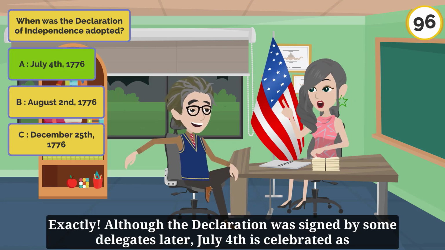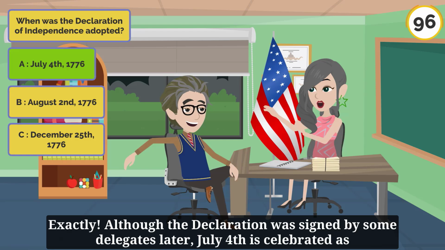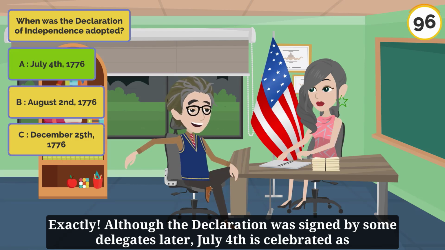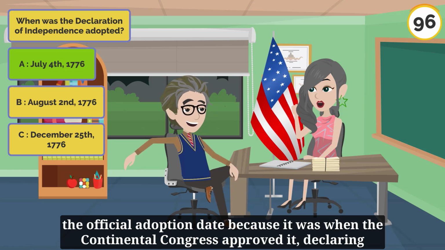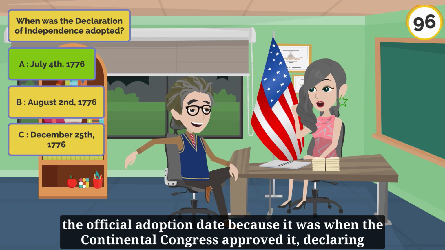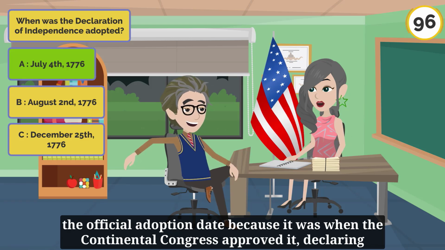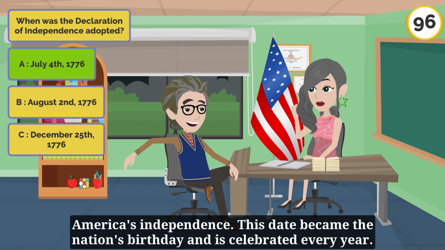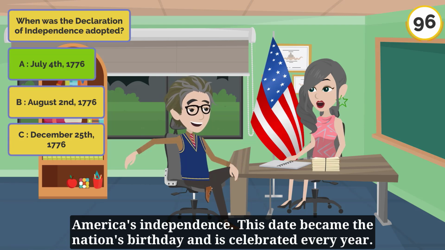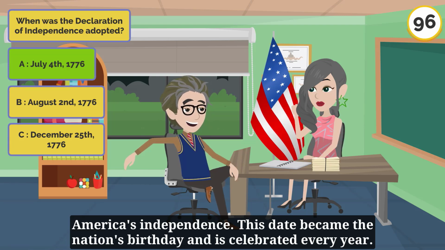Exactly. Although the declaration was signed by some delegates later, July 4th is celebrated as the official adoption date because it was when the Continental Congress approved it, declaring America's independence. This date became the nation's birthday and is celebrated every year.